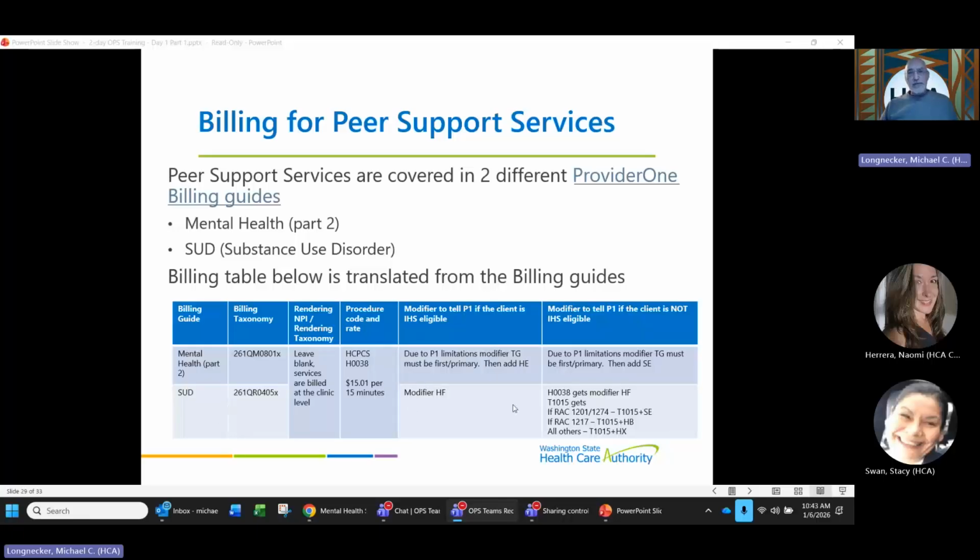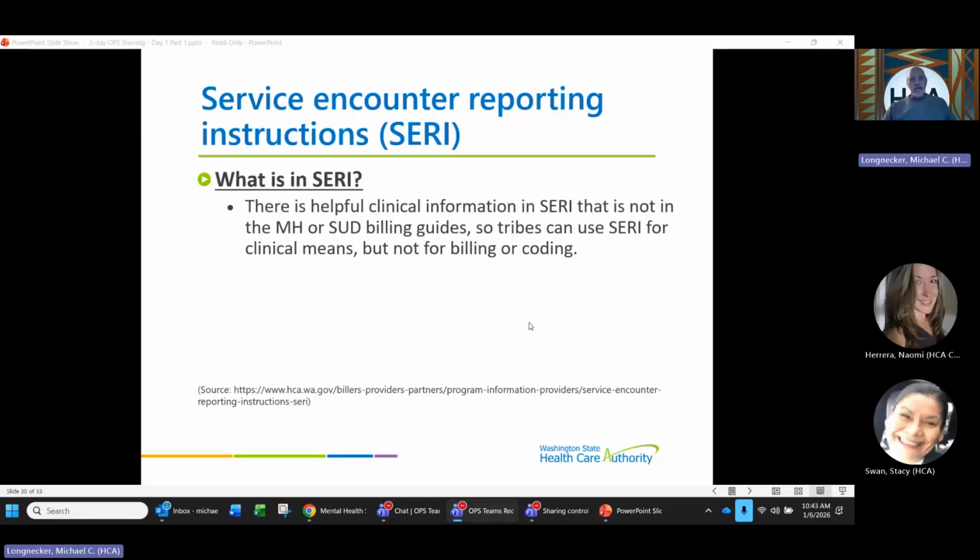There's billing for mental health and chemical dependency. SERI, I kind of smiled because there's an Alexa Siri tool that a lot of people have. So when you say Siri while you're at home, it wakes up. But SERI, service encounter reporting instructions, here's the link right here. SERI is a really valuable tool.